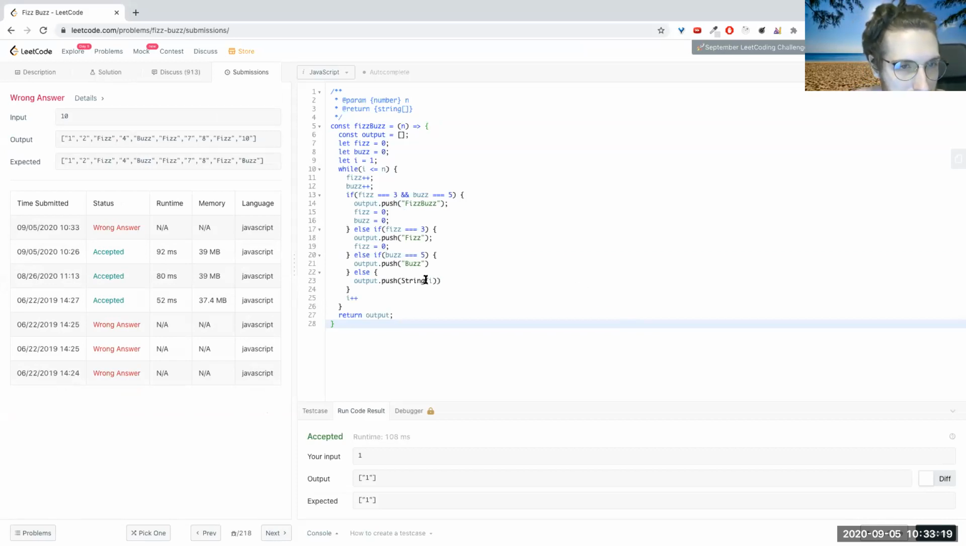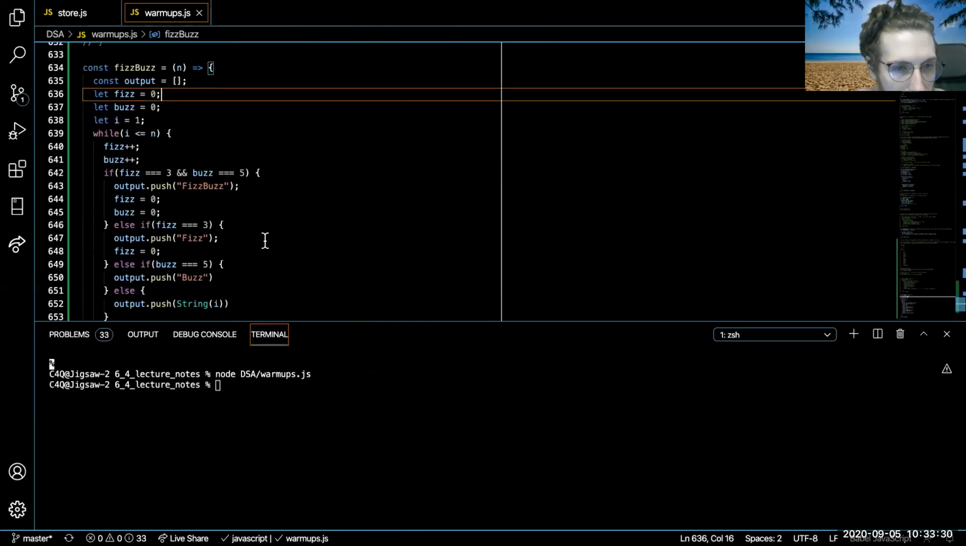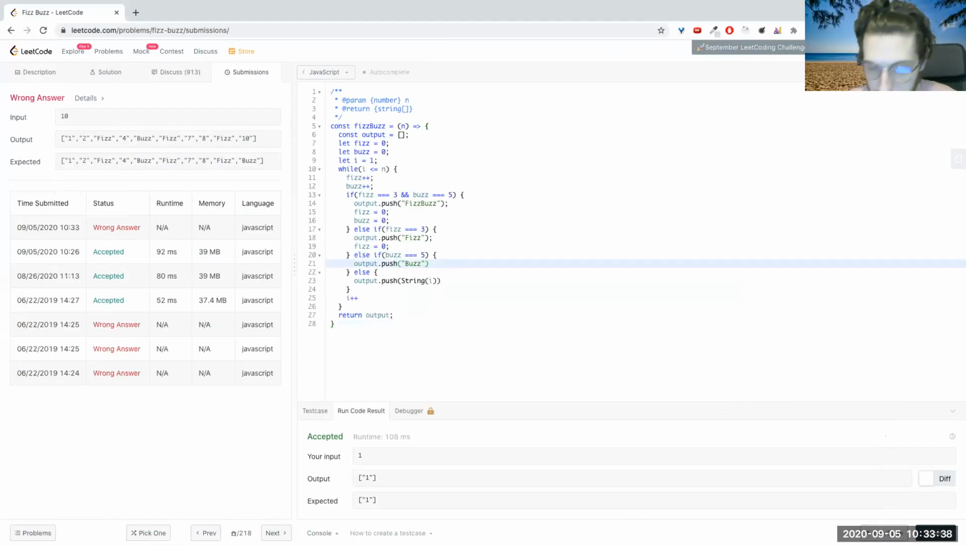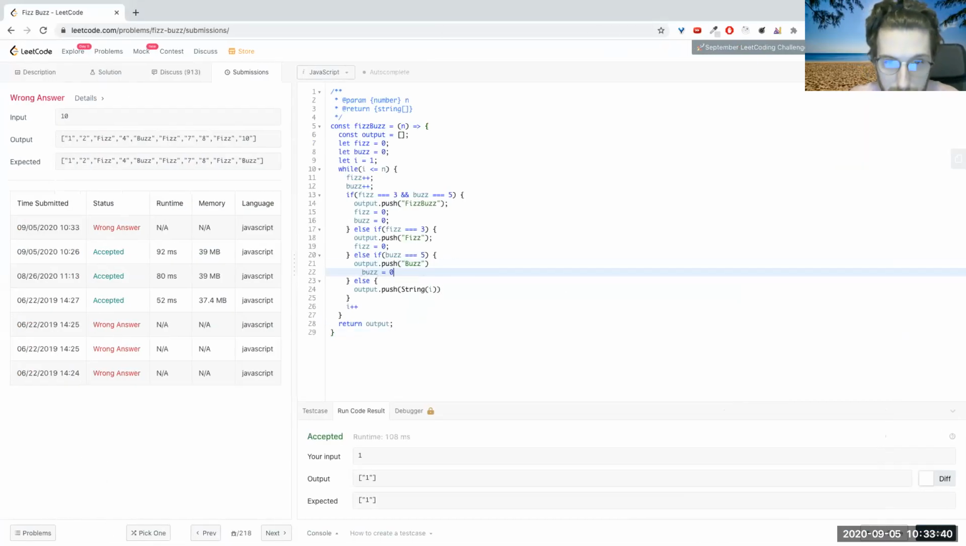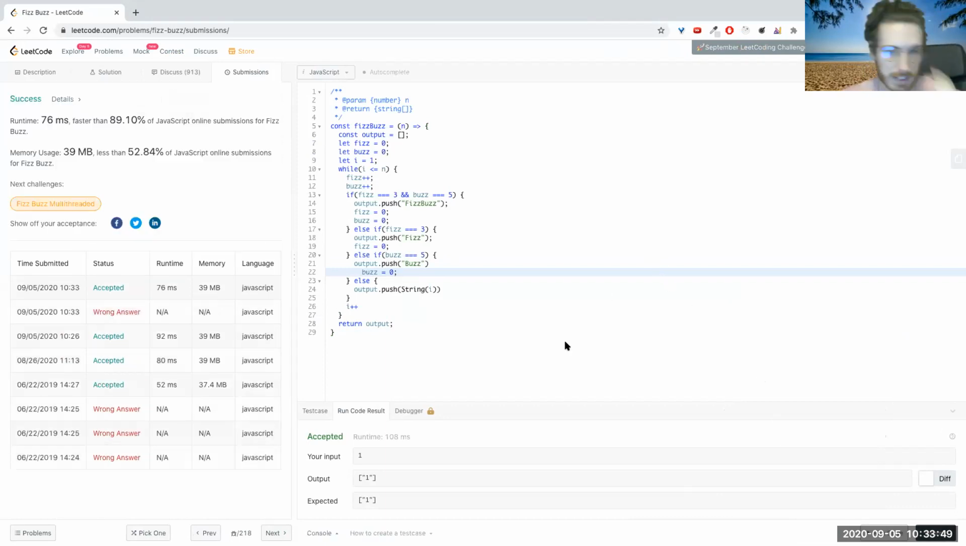Interesting. Oh, did we not do anything with FizzBuzz? Or, oh no, we did that in the beginning, on line 14. Did we forget to reset the 5? We did. Buzz equals 0. I should reset it here too. All right, let's submit our code again. Okay, great. Now it works.